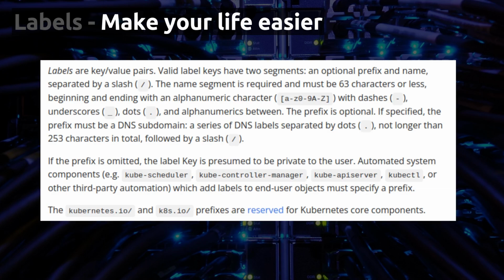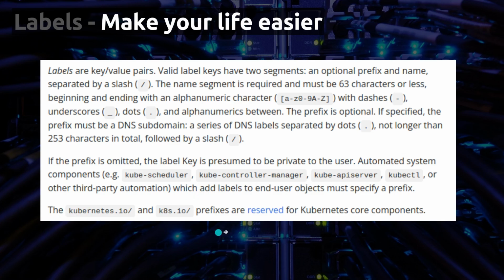In the Kubernetes documentation, you can search for labels or annotations, and you can see some specific rules about the label name and the label value. For example, you can use the dash, the underscore, and the dot. You cannot use more than 253 characters, etc. So you have some specifications for labels here.